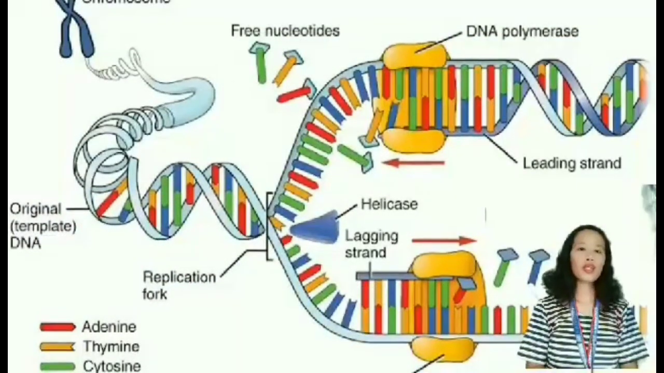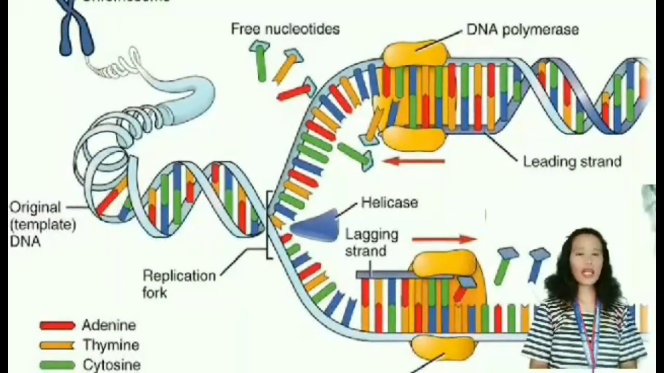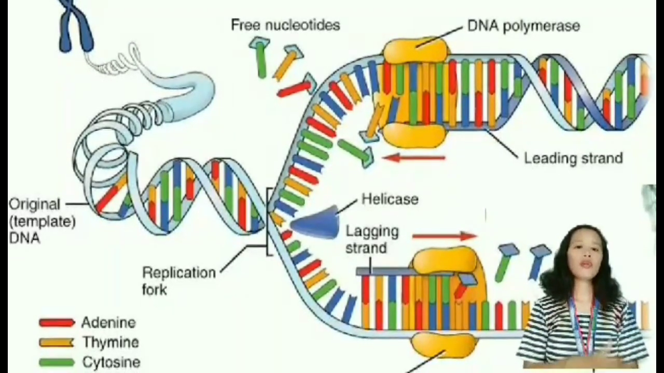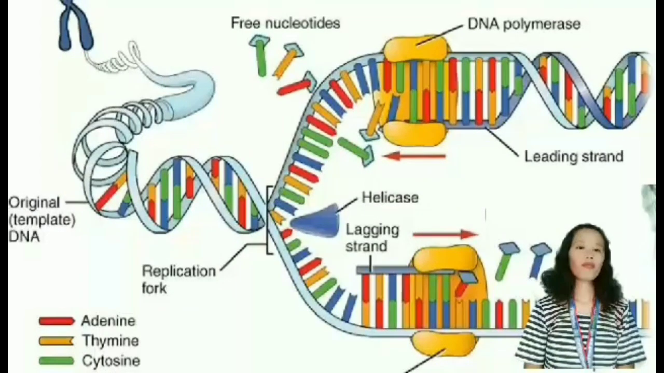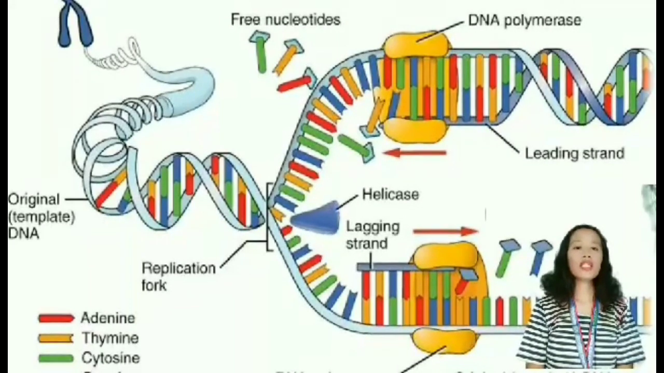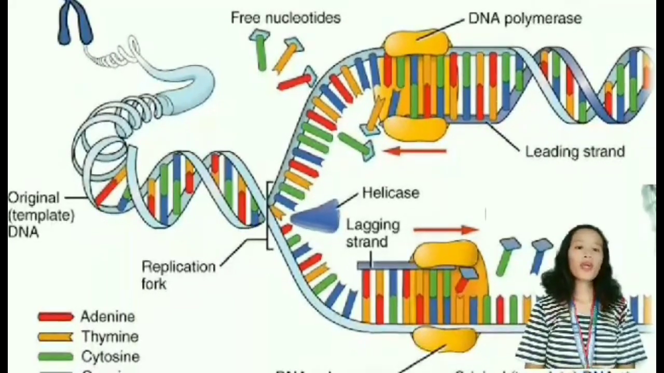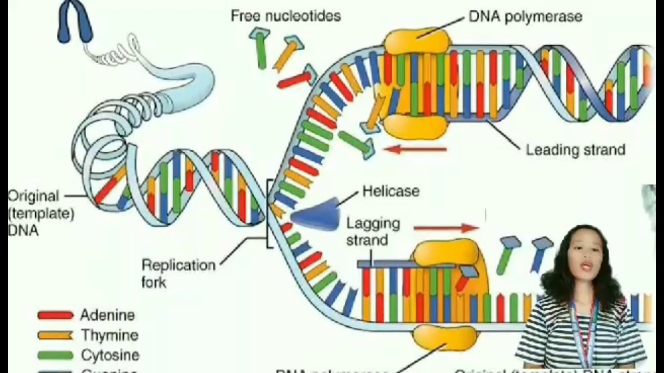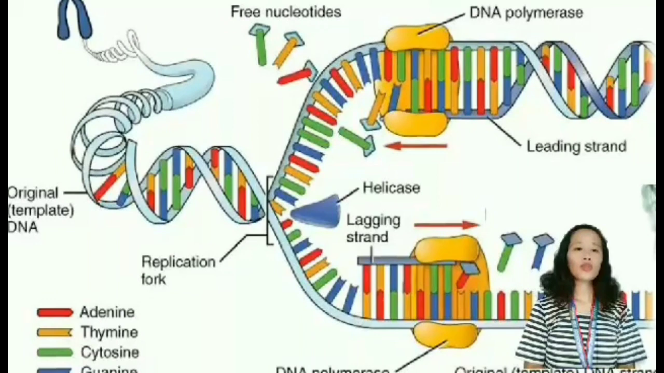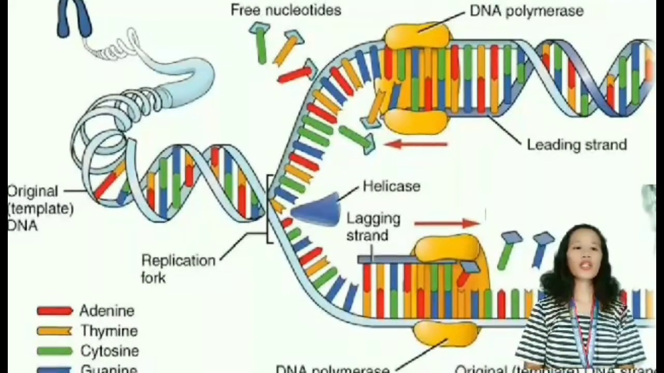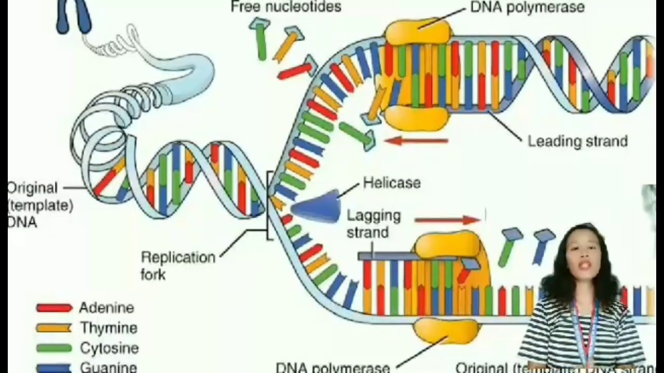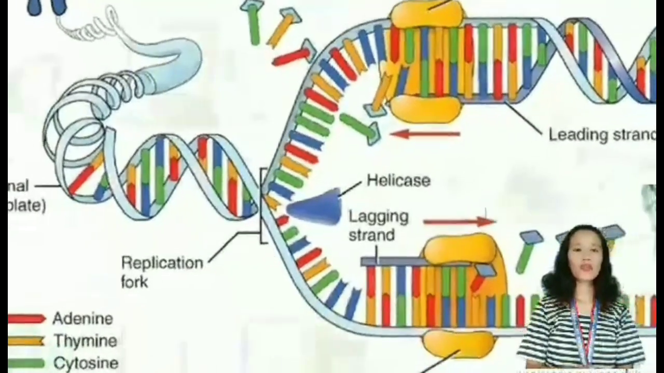Now, let's proceed to the step-by-step process of DNA replication. So the first step is the unwinding of the double helix. DNA helicase is the enzyme that unwinds the DNA double helix by breaking the hydrogen bonds down the center of the strand. It begins at a site called the origin of replication, and it creates a replication fork by separating the 2 sides of DNA.